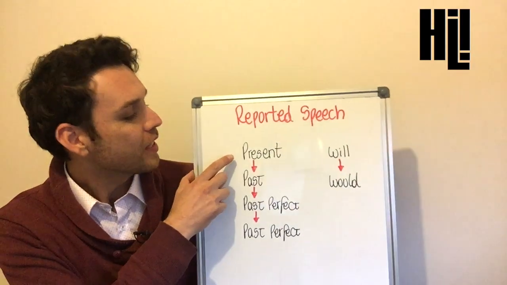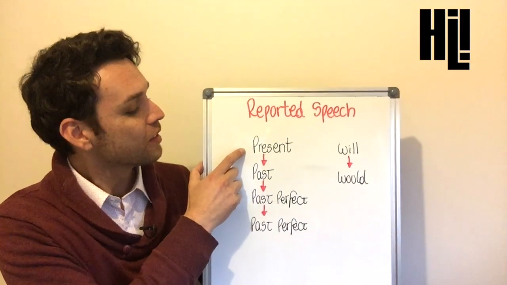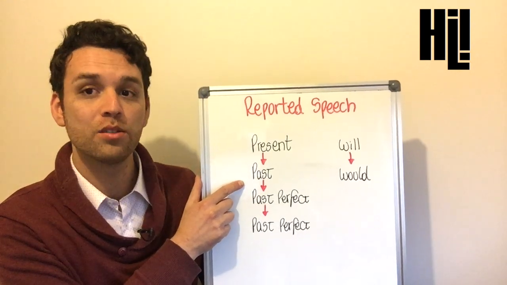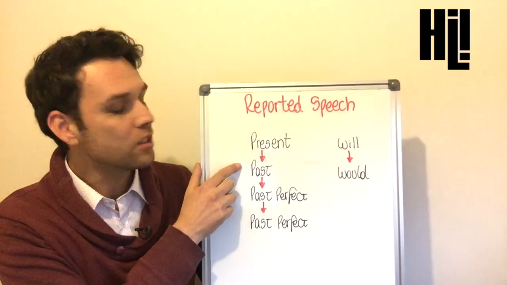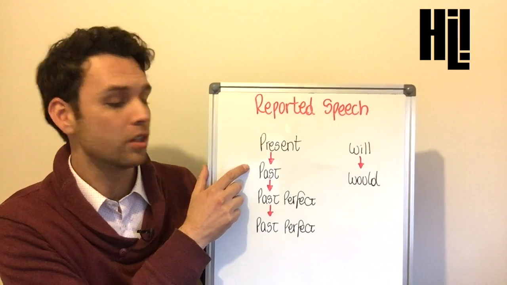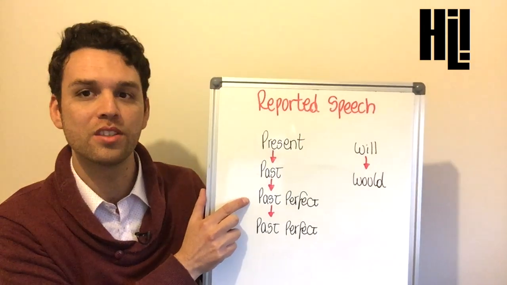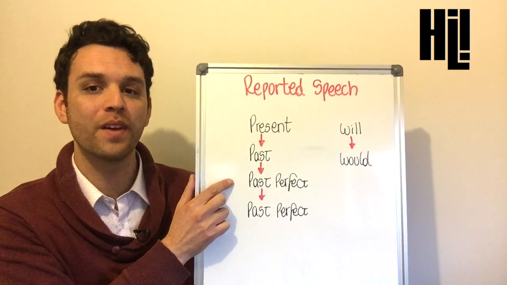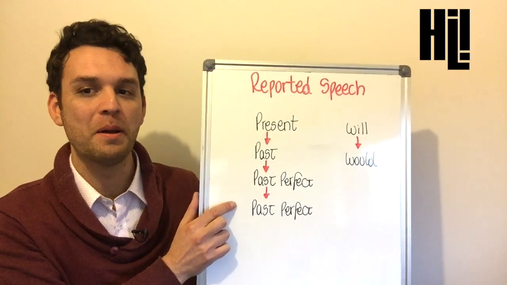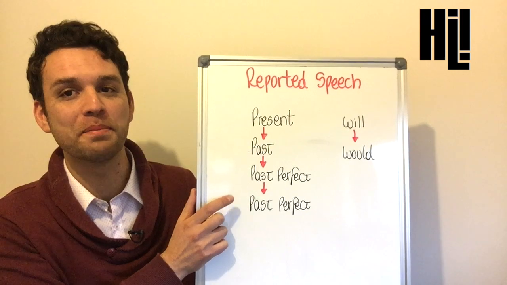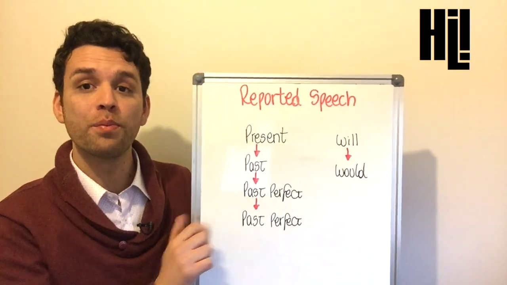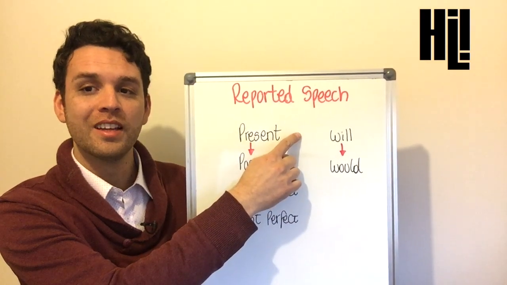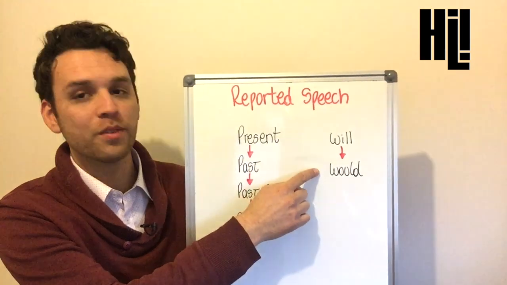If the sentence in the direct speech is in present, you will need to change it into past. If the original sentence or the direct speech is in past, you will have to change it into past perfect. And if the direct speech is in past perfect, you don't have to do anything because the reported speech will be in past perfect too. In the case of reporting a future sentence with will, you will need to use the auxiliary verb would.